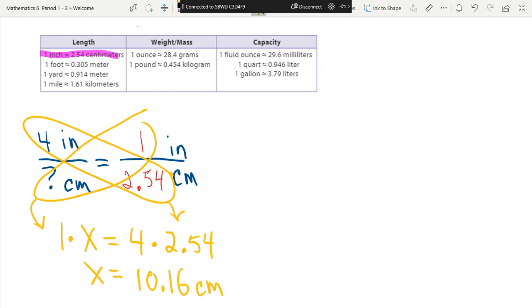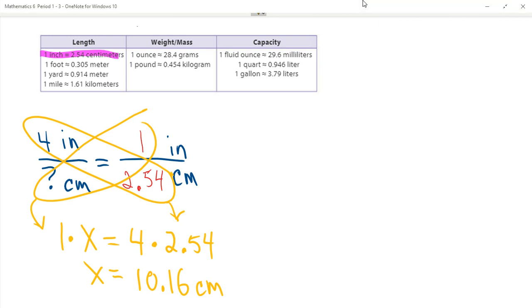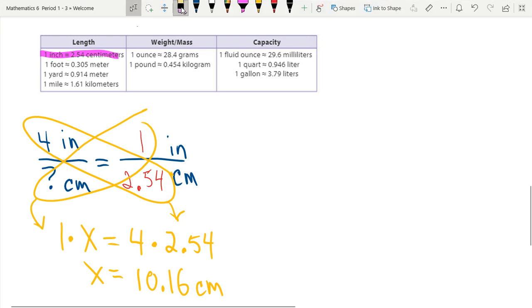And guess what? I'm going to do it again. 4 times 2.54, and I got the same answer. Because remember what I said, garbage in equals garbage out. If you punch in the wrong number, you're going to get the wrong answer. So that takes care of that one. Let's do another one.